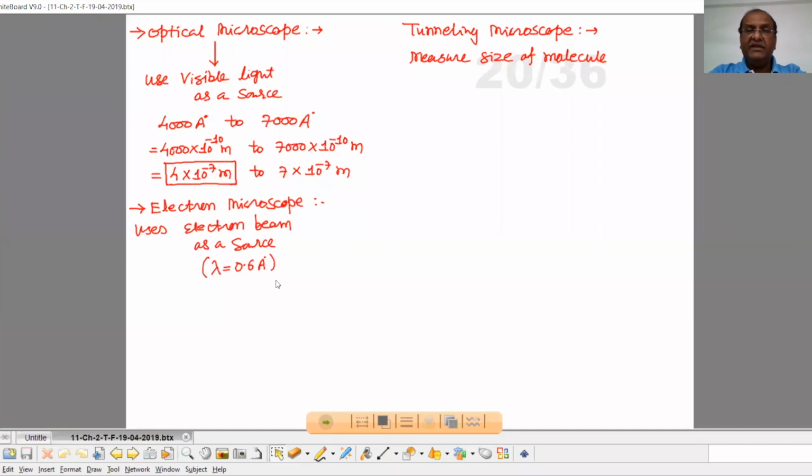Then one another instrument is developed specially for the study of nanotechnology, that is the tunneling microscope. And with the help of the tunneling microscope, one can easily measure the size of molecules. Okay, so these are the instruments developed with the help of which one can measure the size of a molecule, size of an atom, like that. But directly we can't measure it. With the help of these instruments, we have to perform some experiments.